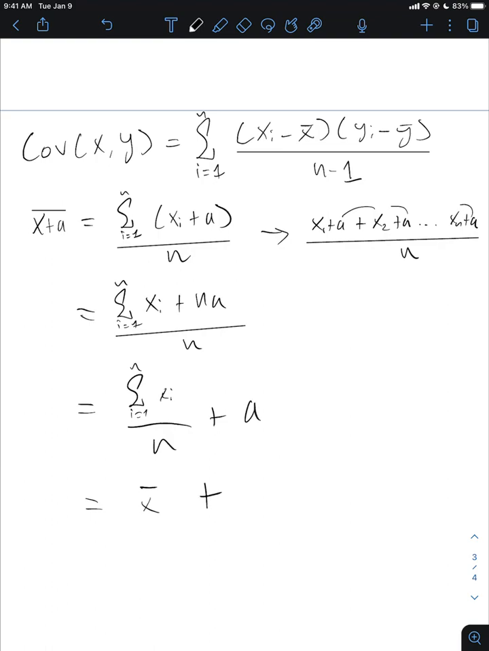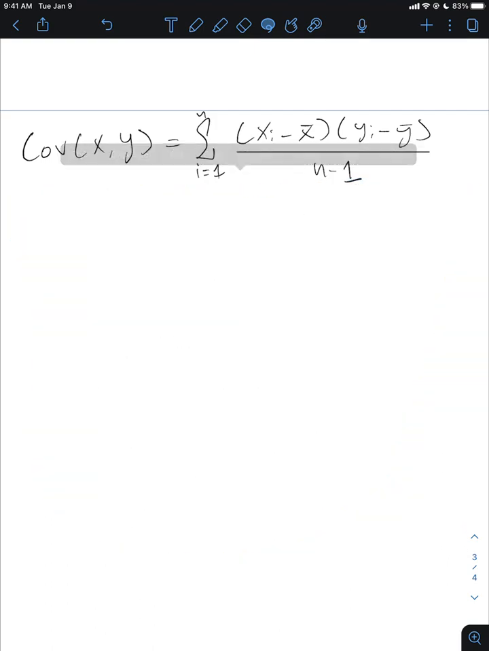And so what we have here at the end is x bar plus a. In other words, the mean of some new variable x plus a, or x plus a bar, is equal to x bar plus a. So how does that help us out? Well, let's go ahead and just remove our work here because we want to keep the covariance formula in plain sight. So we'll cut that.